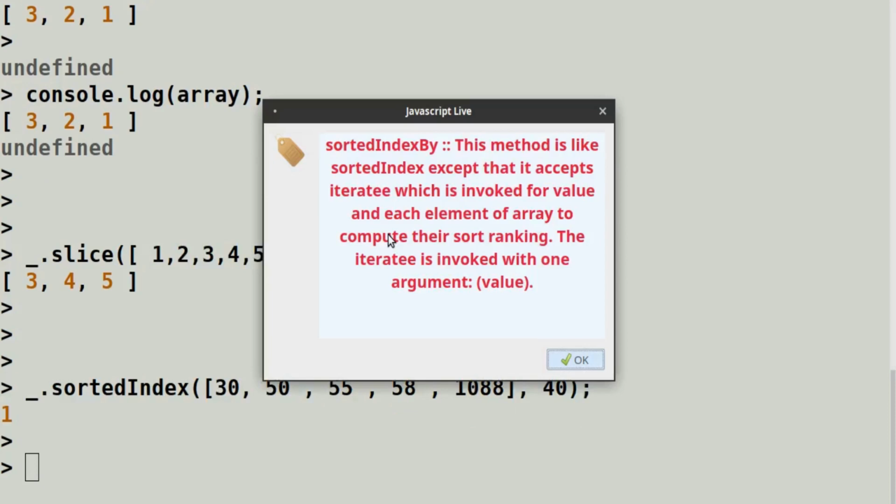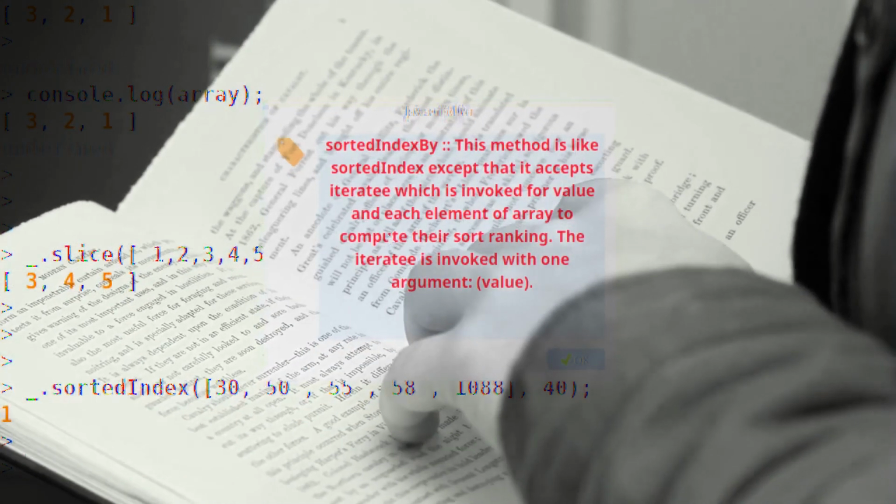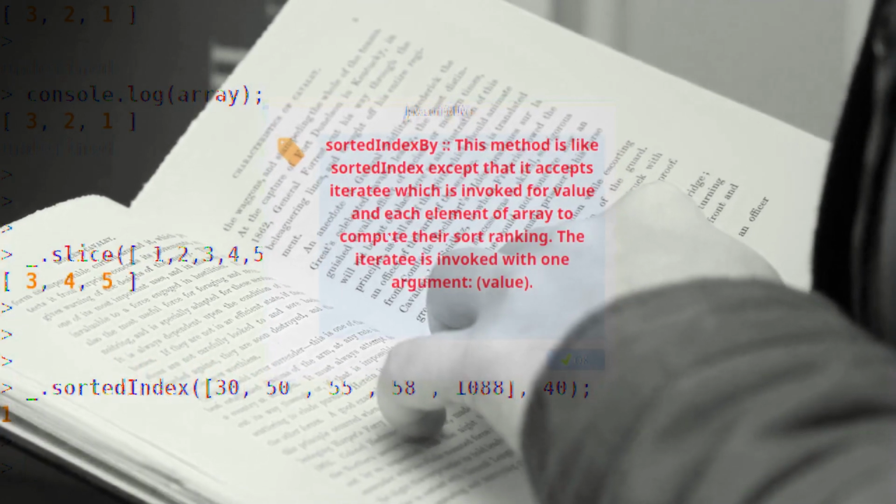sortedIndexBy. This method is like sortedIndex except that it accepts iteratee which is invoked for value and each element of array to compute their sort ranking. The iteratee is invoked with one argument: value.